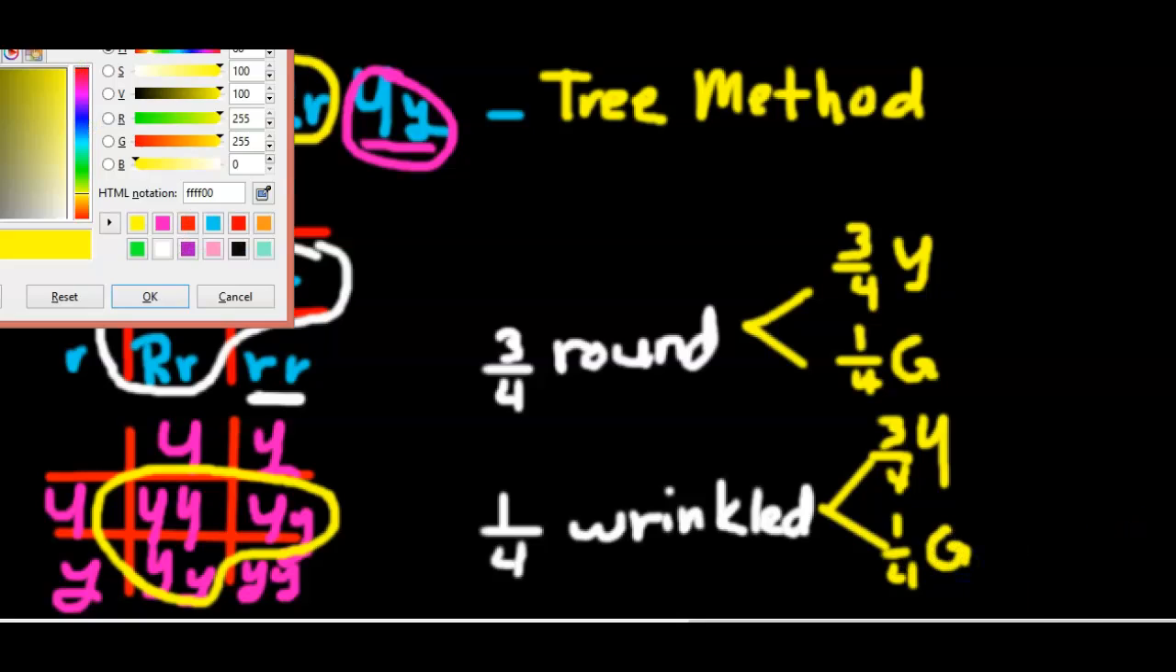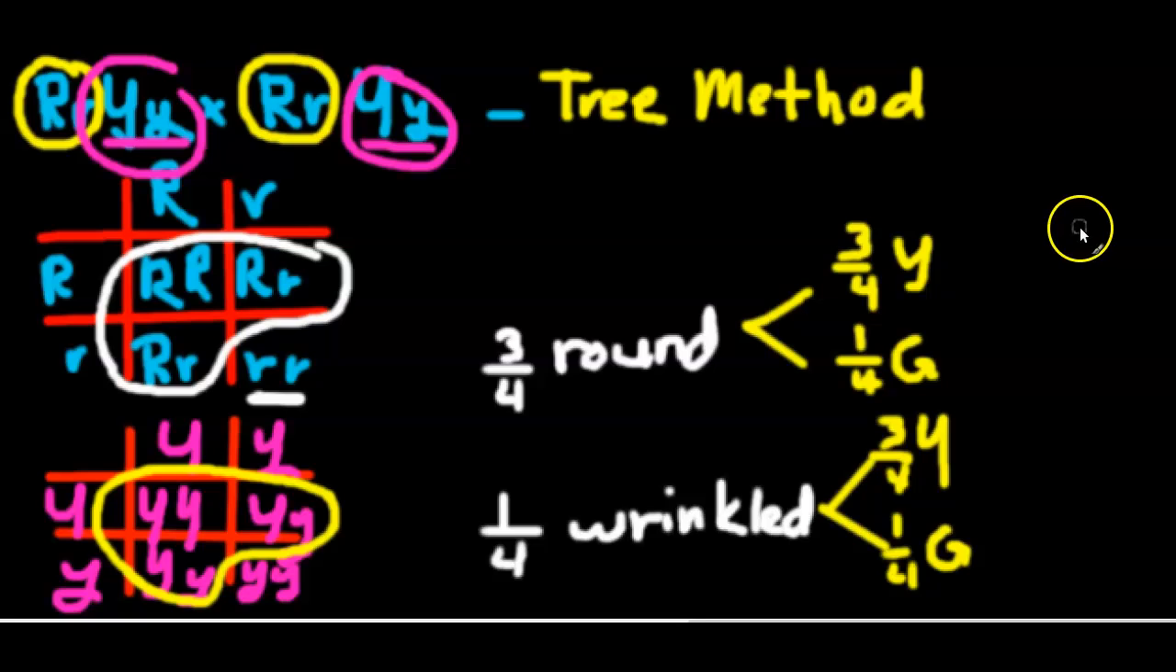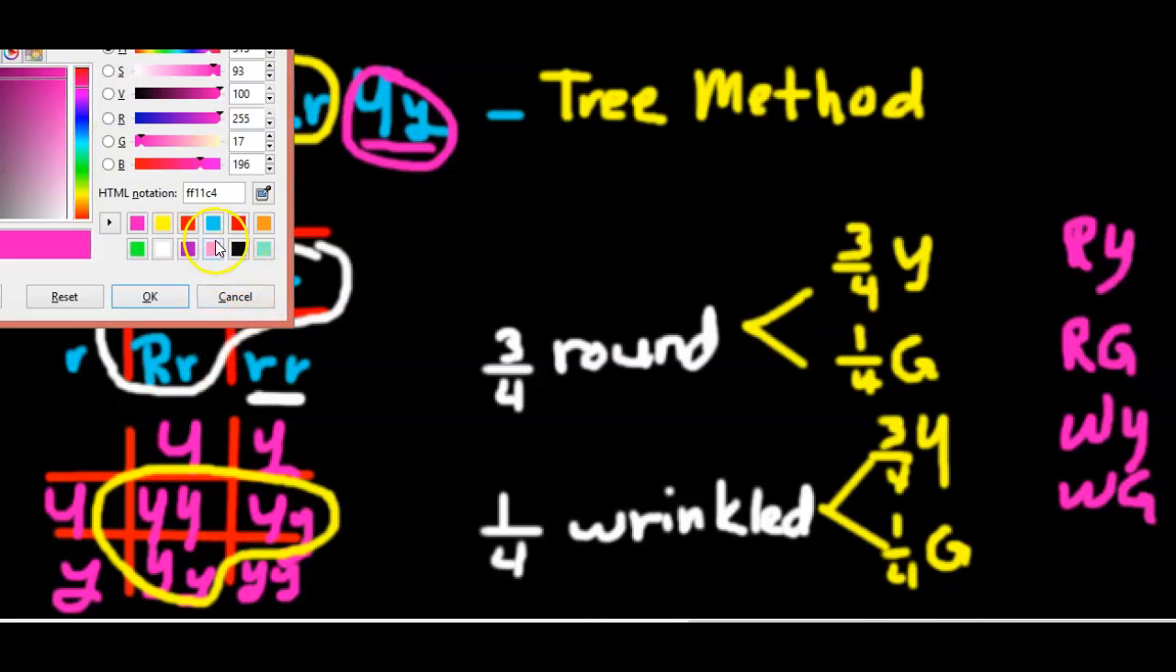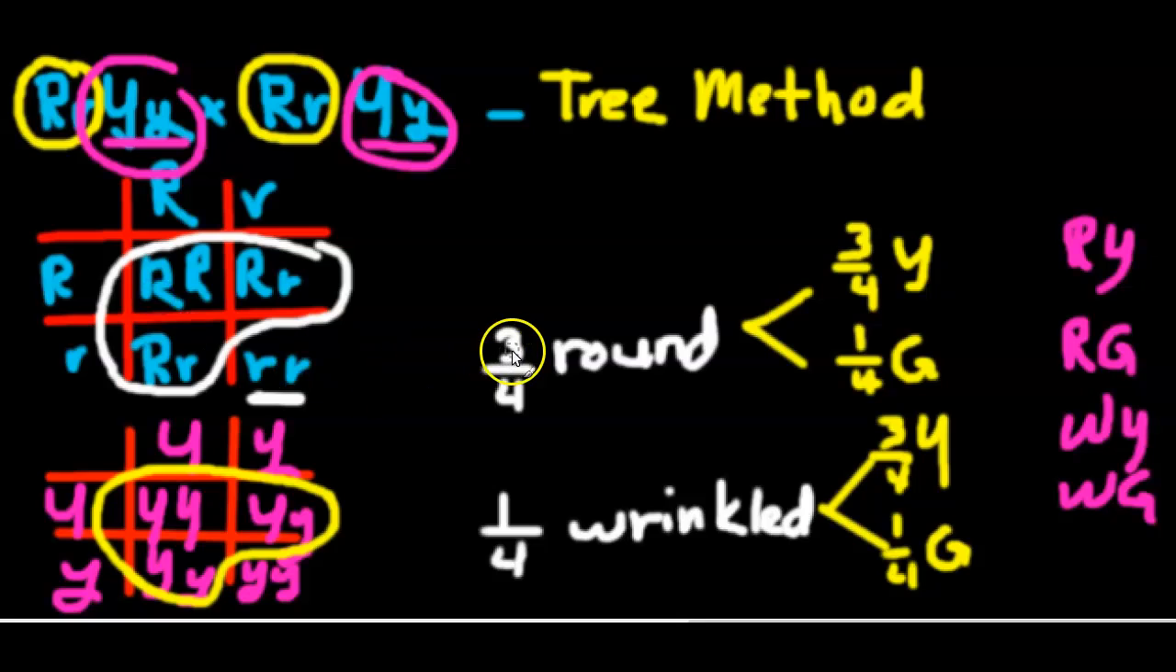Now here comes our product rule. And we're going to be finding out how many are going to be round and yellow. We're going to find out how many are going to be round and green. We're going to find out how many are going to be wrinkled and yellow and wrinkled and green. How are we going to do that? By applying the product rule. So 3 times 3 is 9.